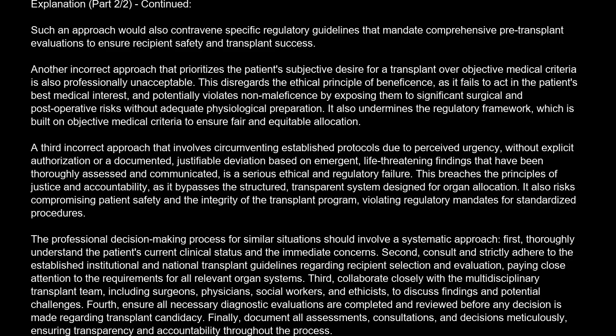Third, collaborate closely with the multidisciplinary transplant team, including surgeons, physicians, social workers, and ethicists, to discuss findings and potential challenges. Fourth, ensure all necessary diagnostic evaluations are completed and reviewed before any decision is made regarding transplant candidacy. Finally, document all assessments, consultations, and decisions meticulously, ensuring transparency and accountability throughout the process.